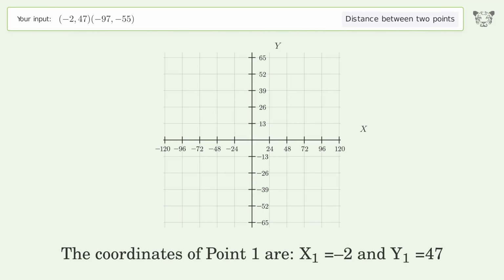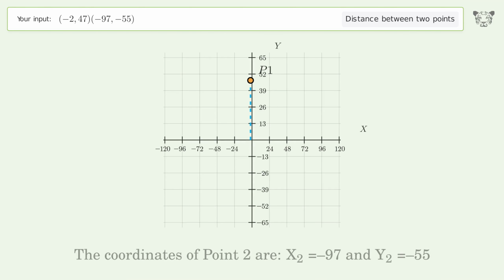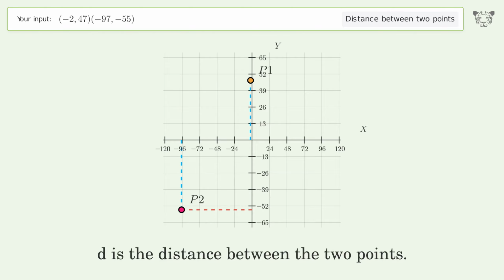The coordinates of point 1 are x1 equals -2 and y1 equals 47. The coordinates of point 2 are x2 equals -97 and y2 equals -55. D is the distance between the 2 points.